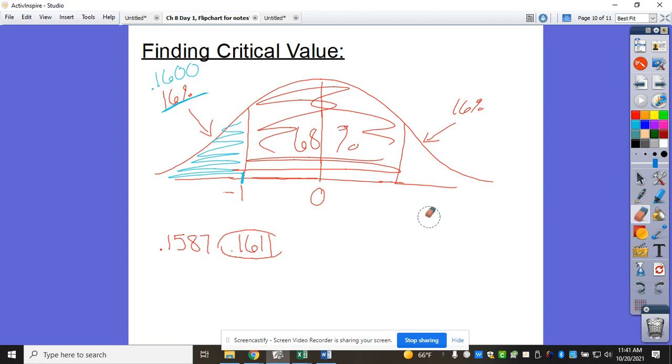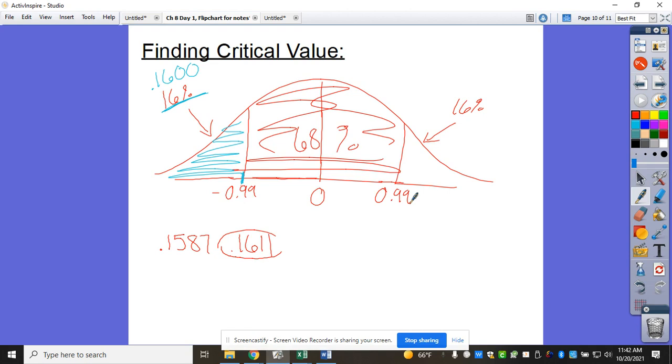Now, negative 0.99, that's technically what it is. But 68, 95, 99.7 are just estimates, right? So do you see how we got there from what we just did?